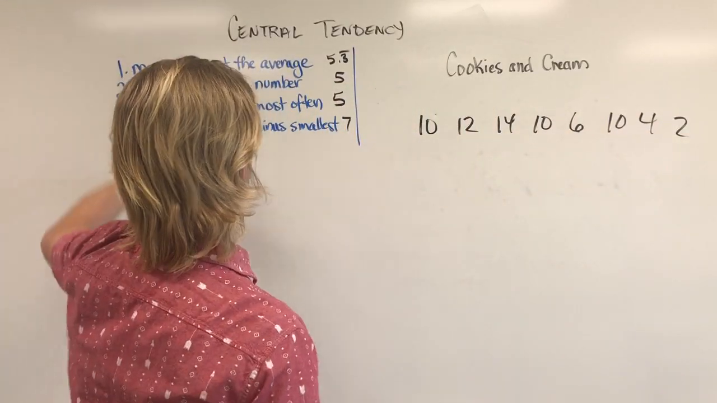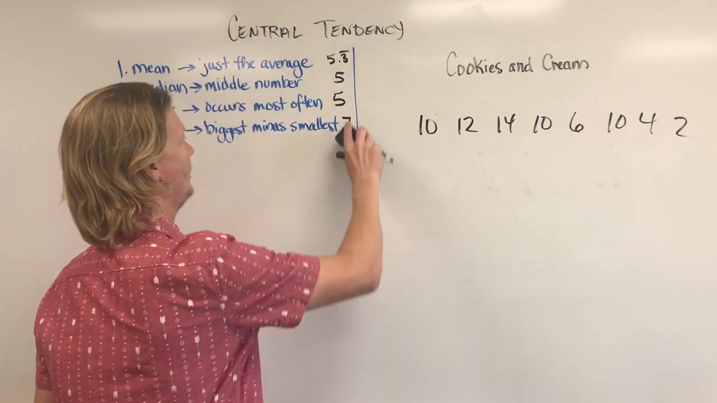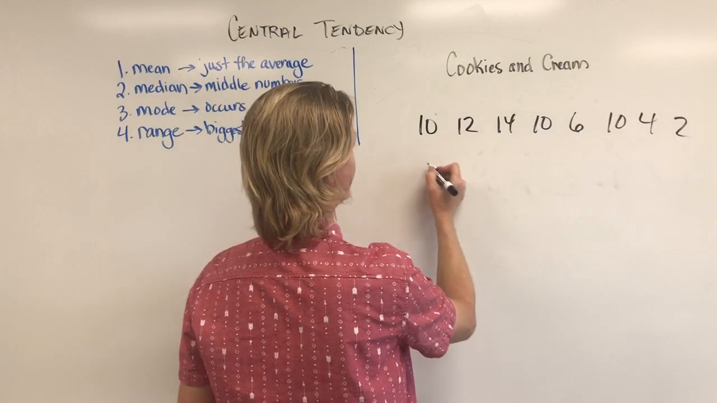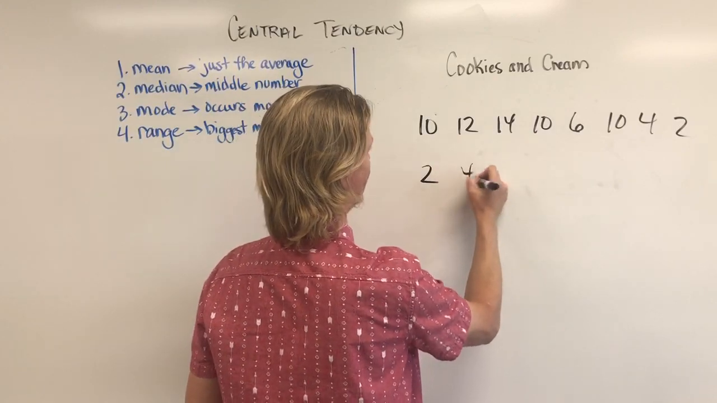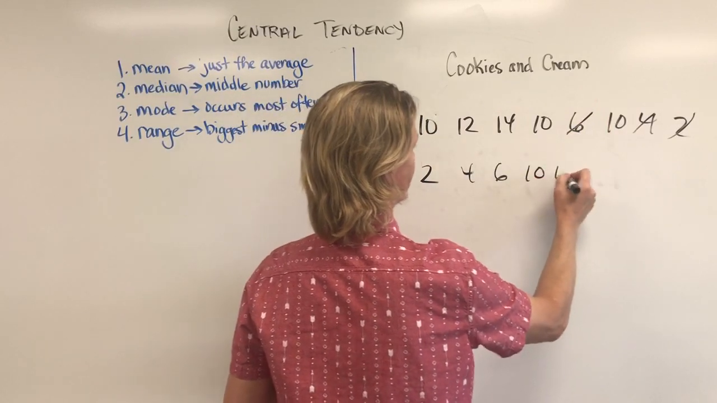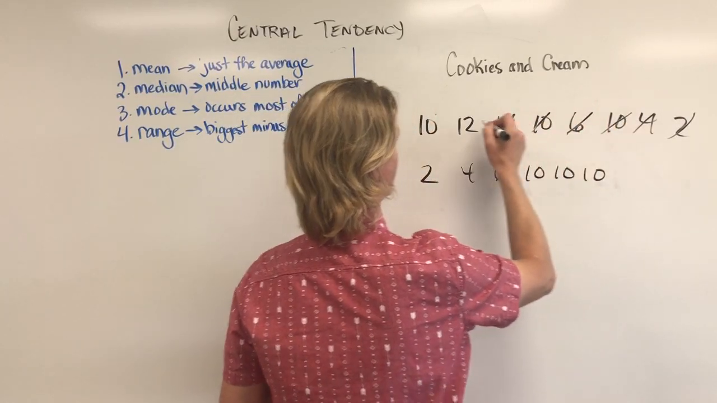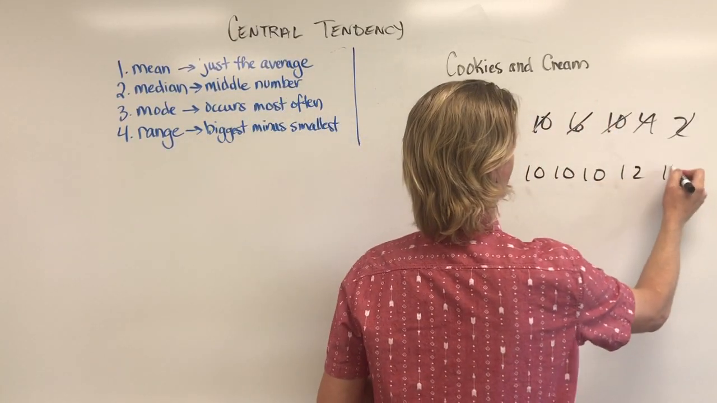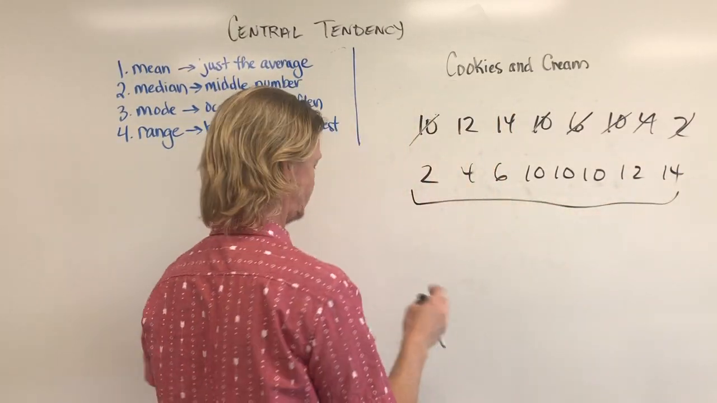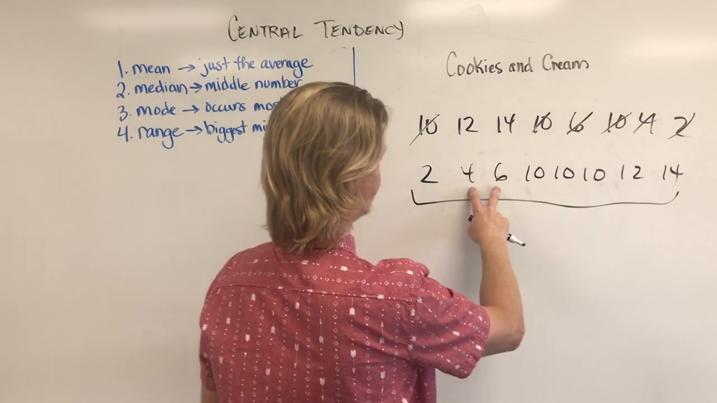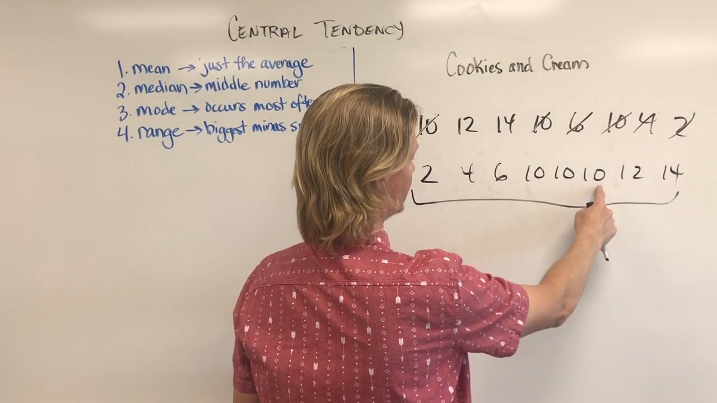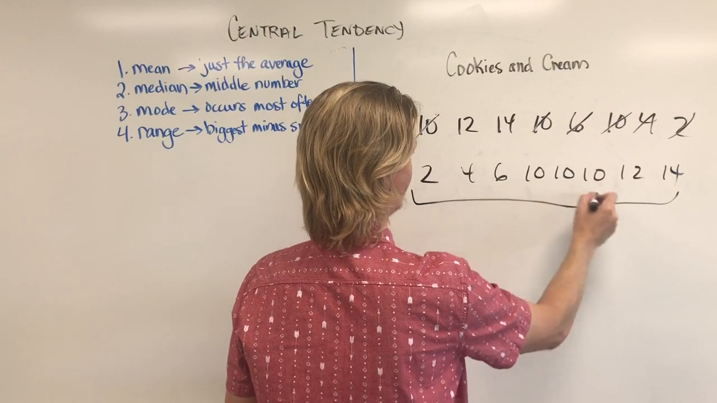So to get most of these, I would put them in order from smallest to largest, okay? So I would go, okay, 2 is the smallest, and then I have a 4 and a 6, and then I have 3 10s, okay? 10, 10, 10, and then I have a 12, and I have a 14. Okay, now the average, I would just add all these up. So that's 10, right? 20, 30, 40. Okay, so those together are all 40.